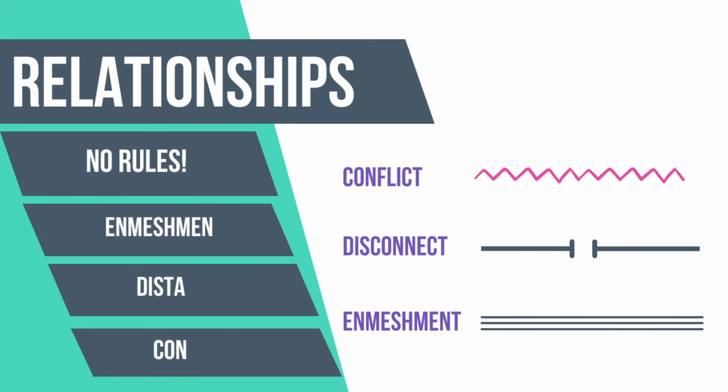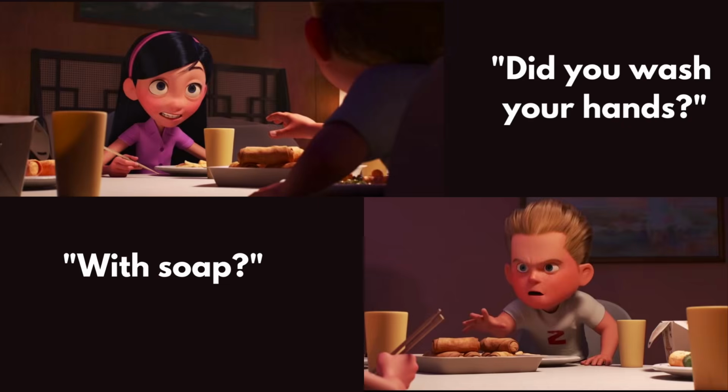I'm going to add one more layer to the family map, and that is the relationship lines. These connect people and describe what kind of relationship that they have. In this family, there's a lot of conflict. There's also some disconnect and I think some enmeshment. So these are the 3 lines that I use a lot.